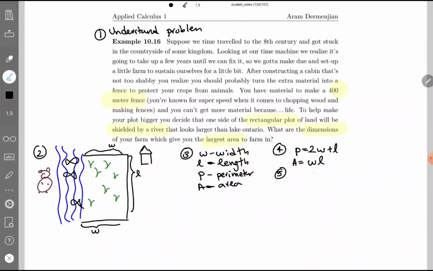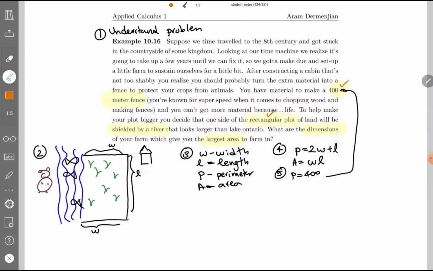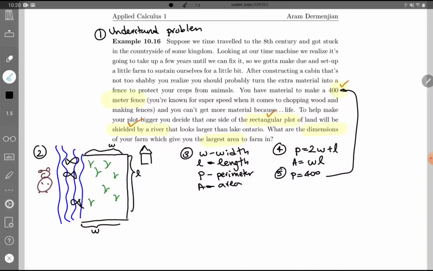5 is to express these things in terms of one variable, right? And so what we're going to want to do is convert A to be one variable. So how do we do that? One thing we know is P is equal to 400, right? Because we are told 400. So basically here, I'm going to do a little check mark whenever we use something. So we just used 400. We used rectangular piece of plot. We used shielded by a river. And so we have P is equal to 400.